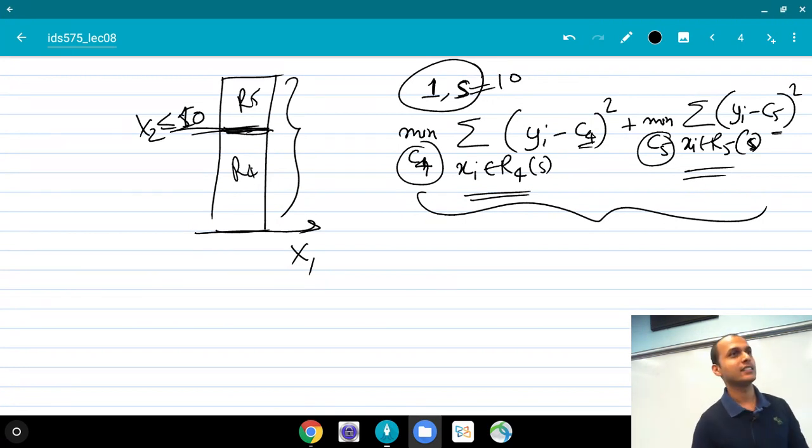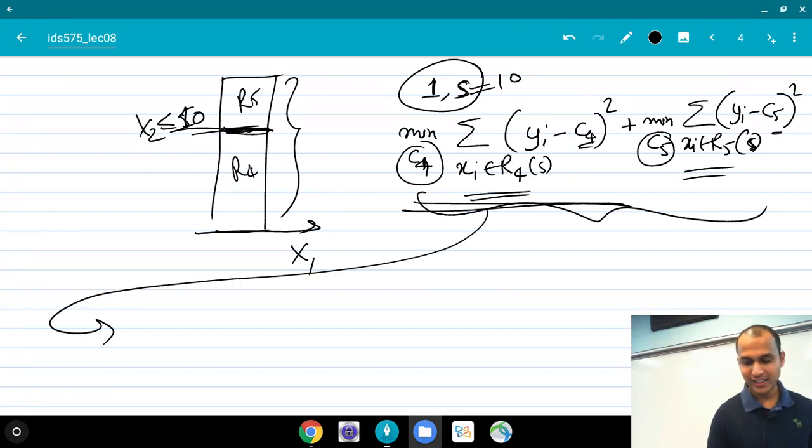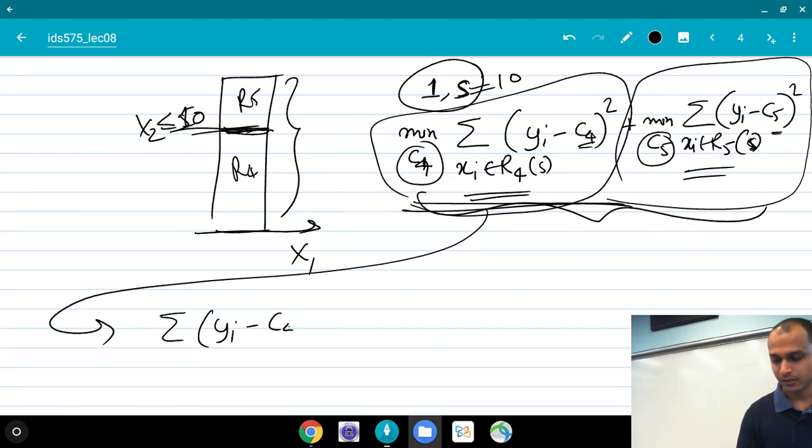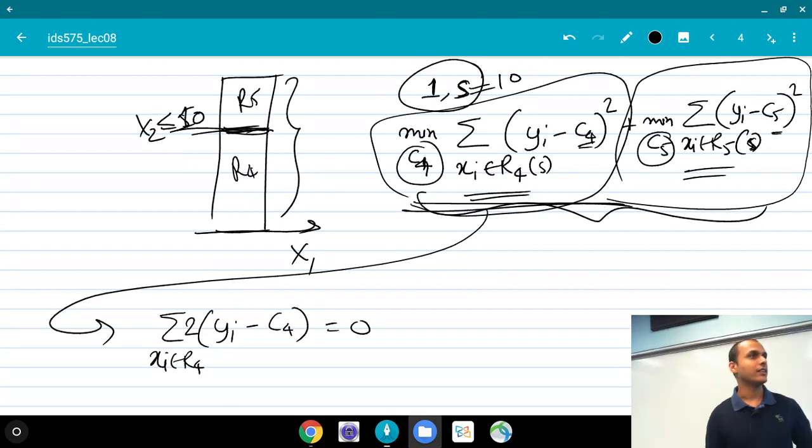Is that clear? Yeah. And so C4, C5, like the mean of the data that's in that region? Great question. Yes, it is the mean. So I wrote it in a very laborious, expanded way, but you can directly see this. C4 is only involved in the first term, and C5 is only involved in the second term. So these are actually 2 different minimization problems. And just take the derivative. If you take the derivative, you get sum over yi minus c4, right, and a factor 2 over xi belonging to the region 4, and set it equal to 0.